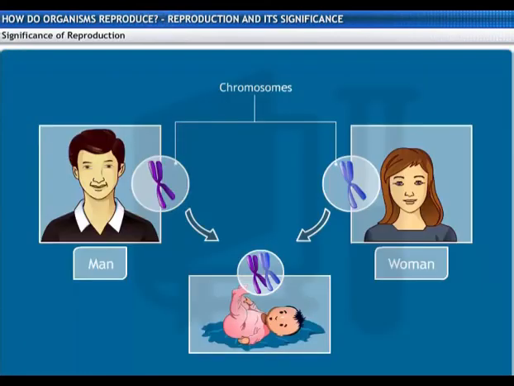This brings us to the end of this lesson on reproduction and its significance. In the next lesson, you will learn about modes of reproduction in living organisms. To revisit the key points covered in this lesson, please review the flashcard at the end of this lesson.